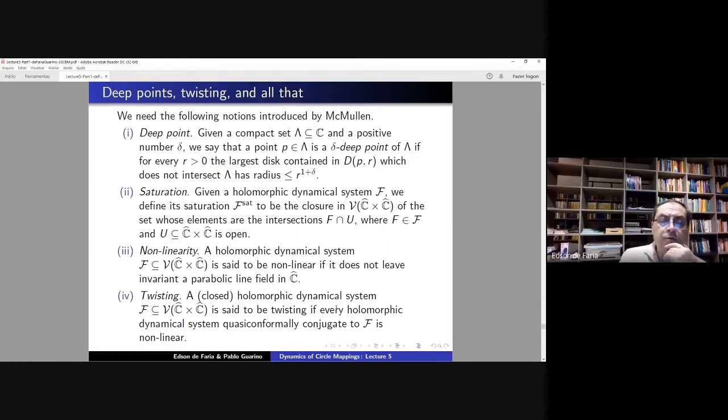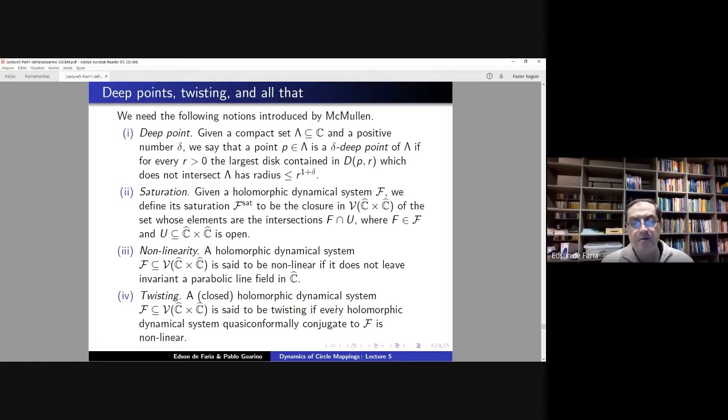Now, he also needs a notion of twisting. A holomorphic dynamical system is twisting if it has the following property: not only is it nonlinear, but every other quasi-conformal copy of the system, every other system which is quasi-conformally conjugate to it, is also nonlinear. Okay?